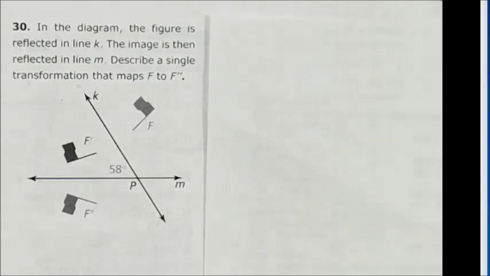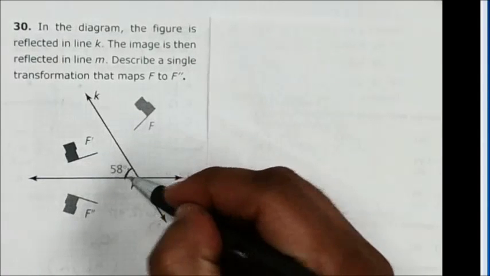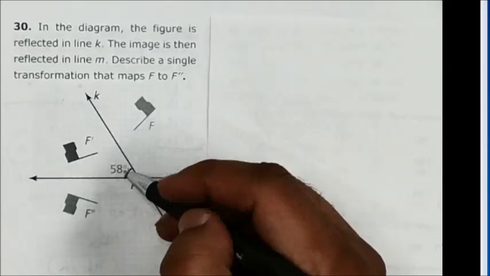Alright, for question number 30, it says in the diagram the figure is reflected in line K. The image is then reflected in line M. Describe a single transformation that maps F to F double prime. Alright, on these, because there is that one rotation, or reflection, excuse me, that's 58 degrees.